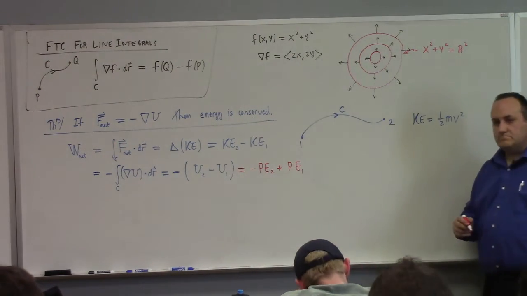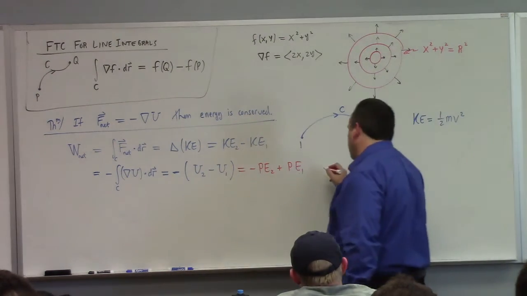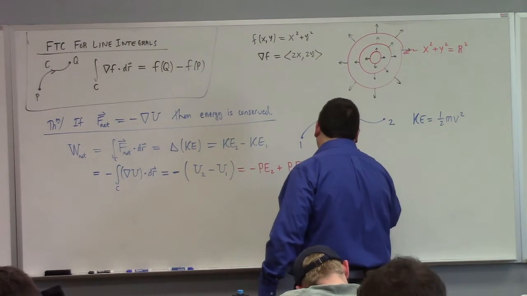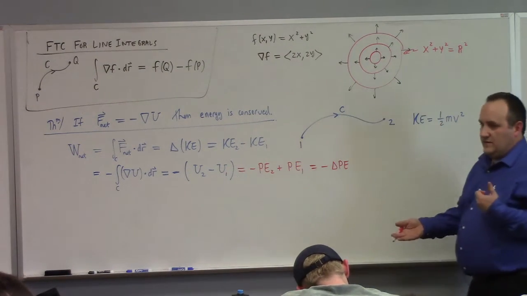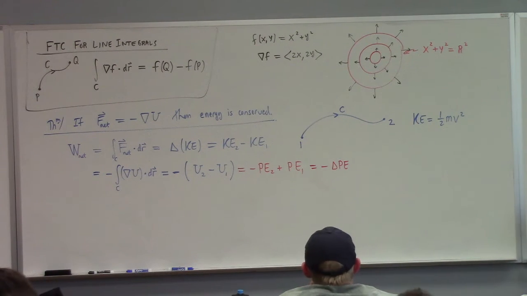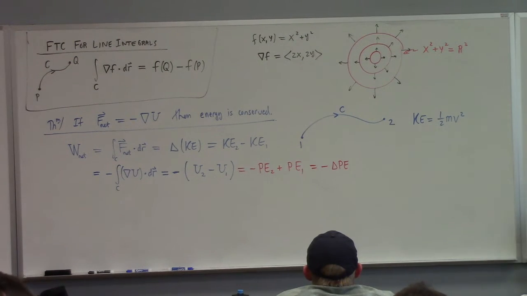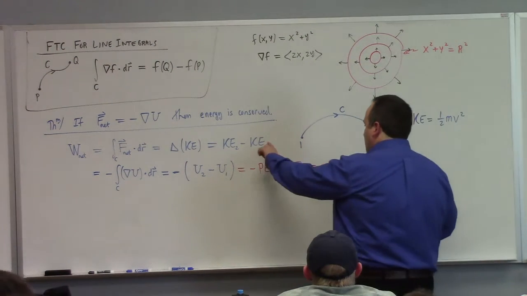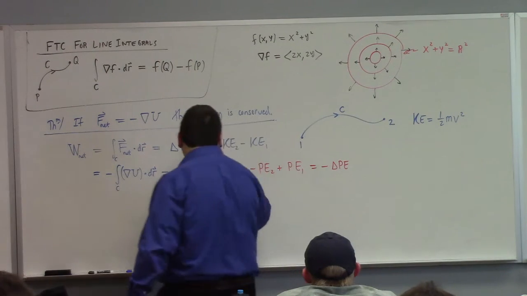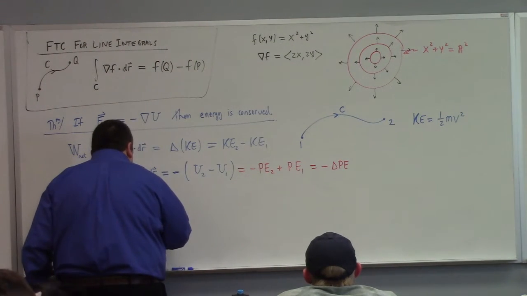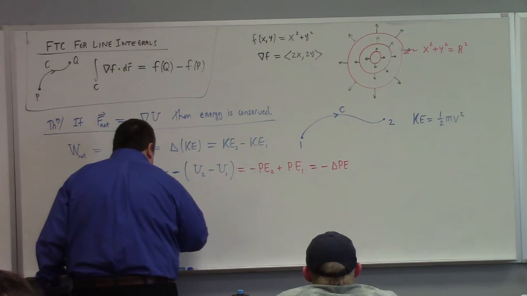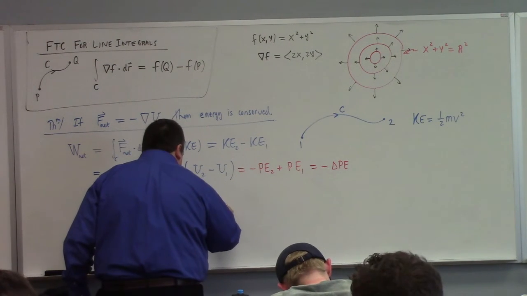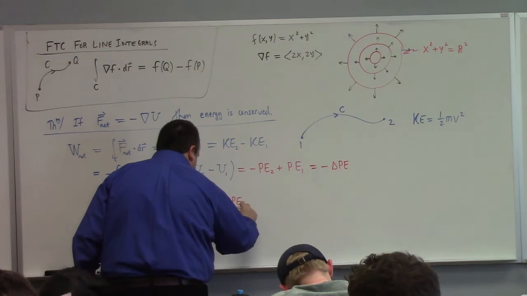Right? Or if you like, you could say that this is equal to minus the change in the potential energy. So we have the situation, if the net force is conservative, the work done is either the change in kinetic energy or it's also minus the change in the potential energy. I almost never use that. I find it much more interesting to take these two equations here and solve them. Because if we solve them, what we get is that the kinetic energy for 1 plus the potential energy for 1 is equal to the kinetic energy for 2 plus the potential energy for 2.